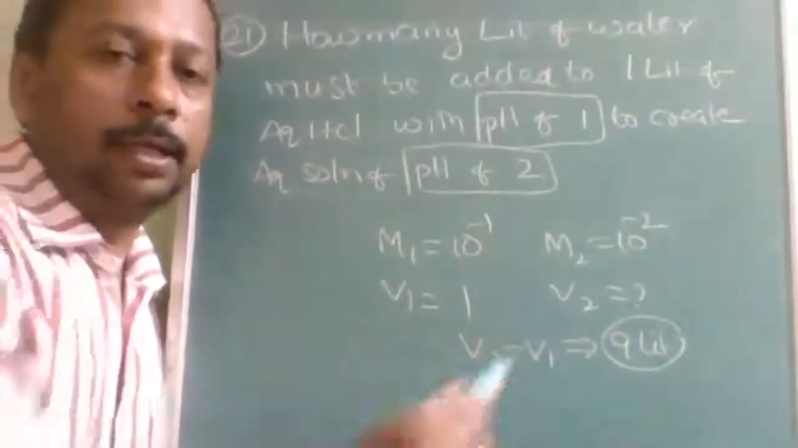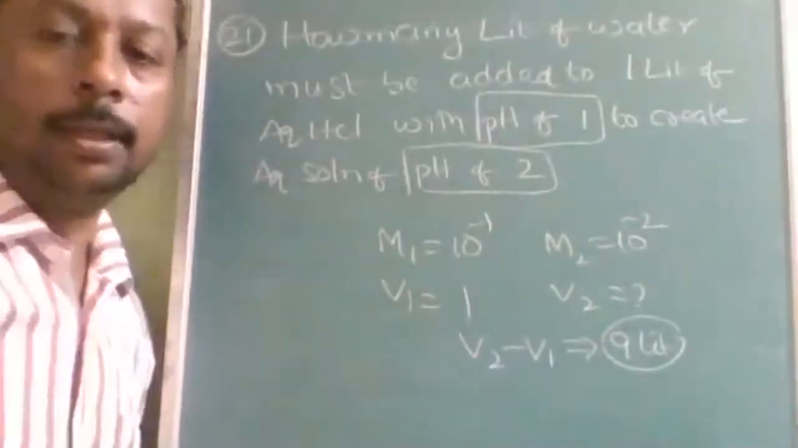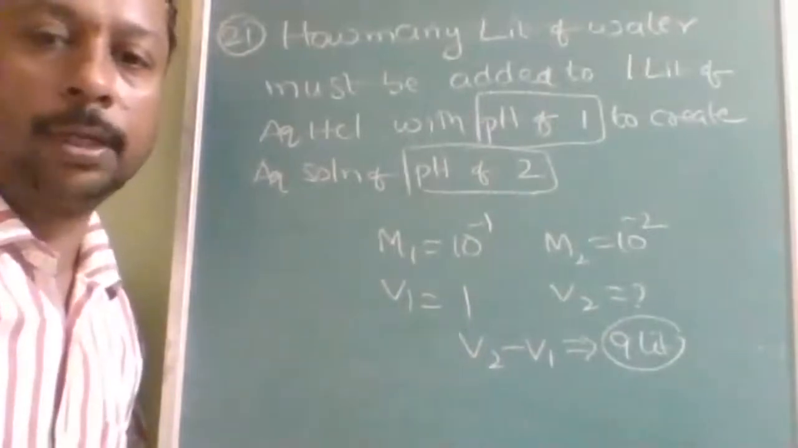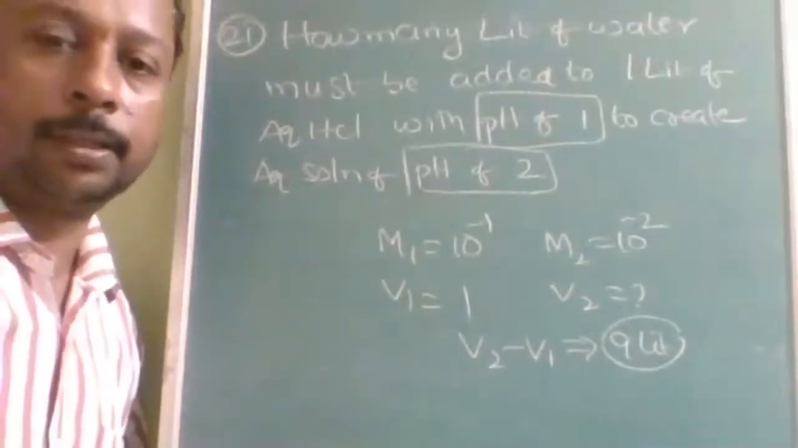Most of the students are directly writing V2 as the answer. V2 is the final volume of the solution. Water volume will be V2 minus V1.